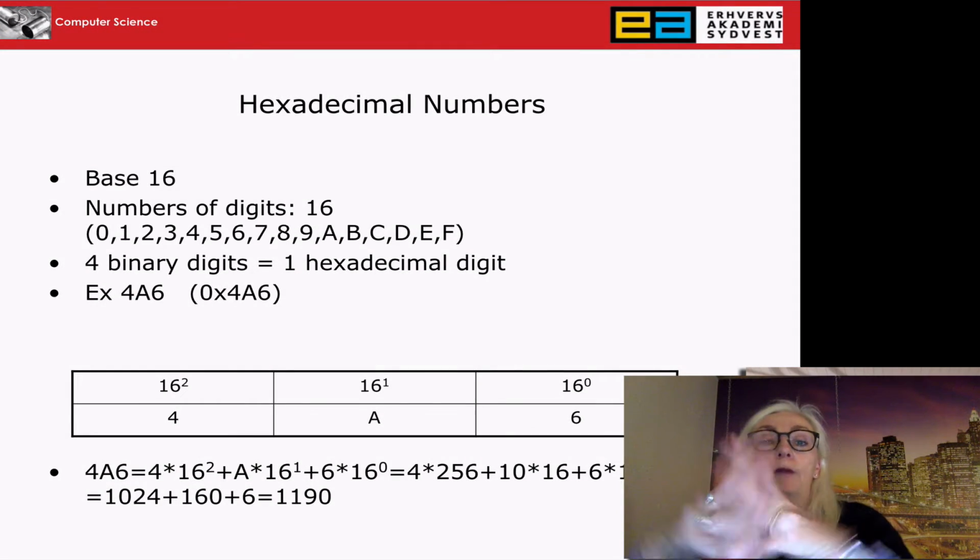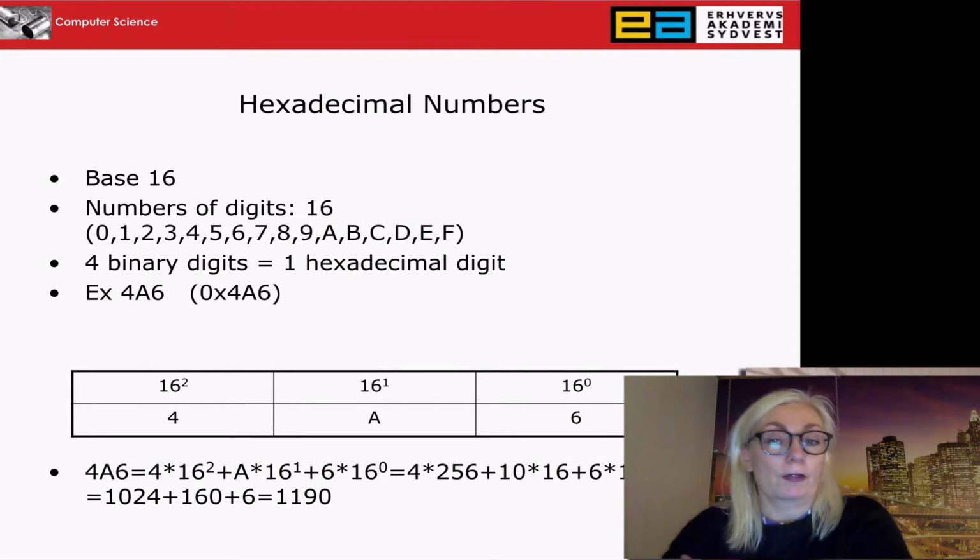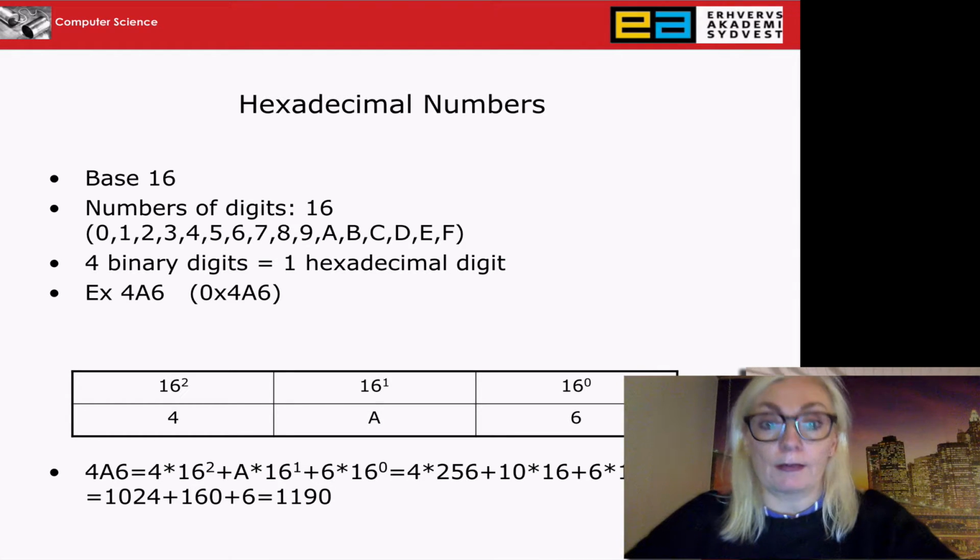We also have one last numbering system to cover, and that is hexadecimal, which is also called base 16, because here we have 16 different digits. And we don't really have that many, so we use letters as digits. So here we have the numbers from 0 to 9, and then we start using the letters A, B, C, D, E, and F, which gives us altogether 16 digits.